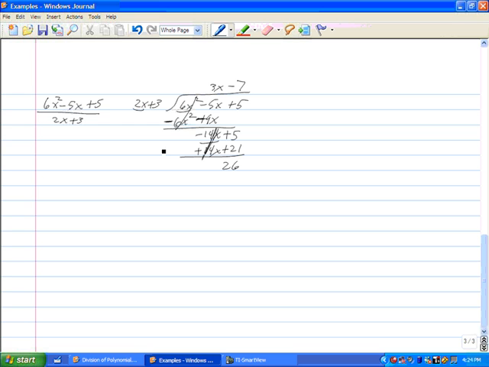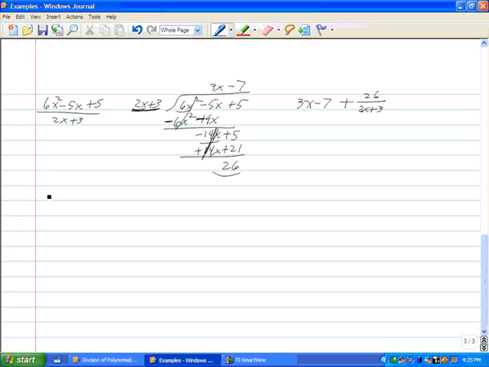So I have a remainder. Since 2x can't be multiplied by anything to get a mere 26, I do have a remainder. So my answer would be written as 3x minus 7. That's the quotient part. And as you've always done with remainders, you write the remainder as a fraction over the original number that you were dividing by. And this time the original divisor was that binomial. So we use that in the denominator of the fraction that is our answer.